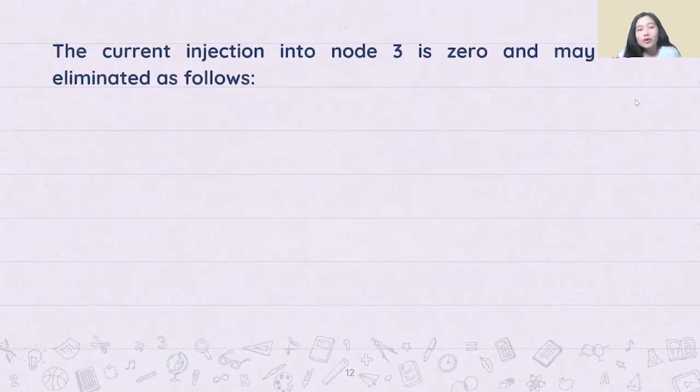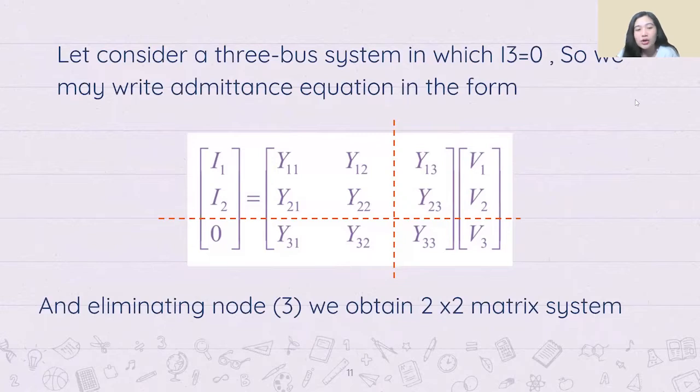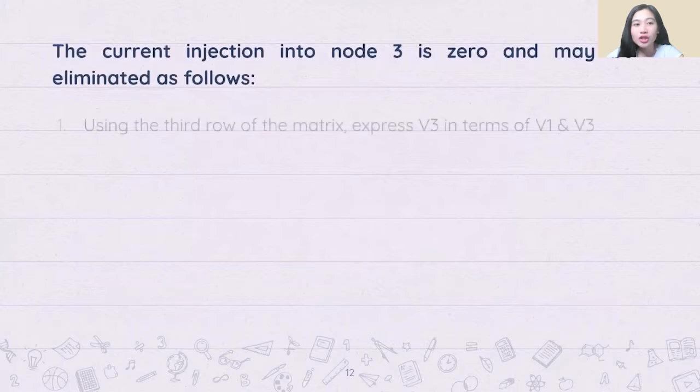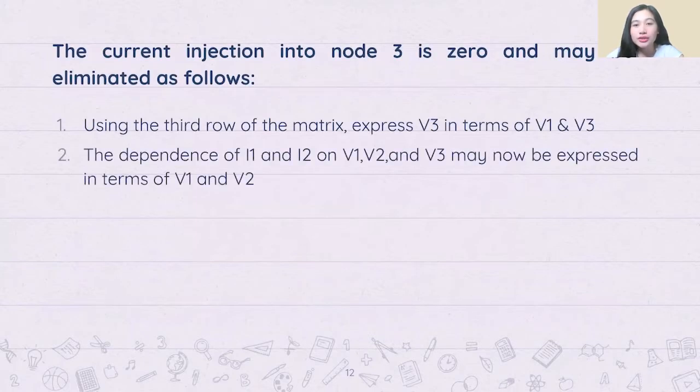Next stop. Okay, so moving forward, we have to know that the current injection into node 3 is 0 and may be eliminated as follows. Kita natin dito, balik lang tayo, na ang I3 natin is equivalent to 0. So that is the reason why in-eliminate siya for this circuit or for this matrix. So after the consideration of this 3-bus system, I hope we have this enlightenment in us. So just to jot it all down. So the current injection in node 3 is 0 and may be eliminated as follows.